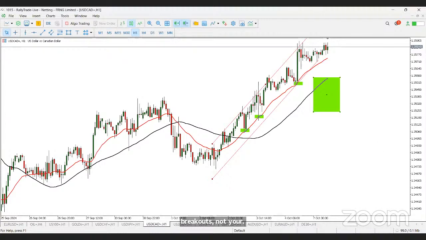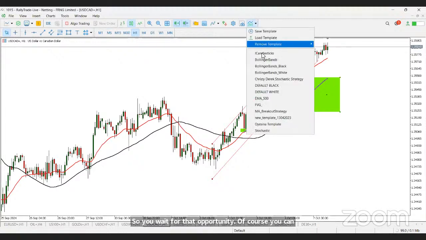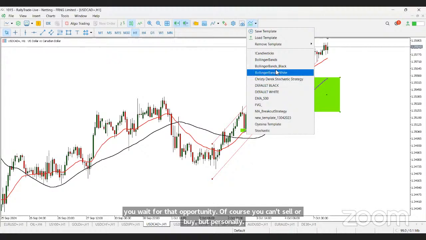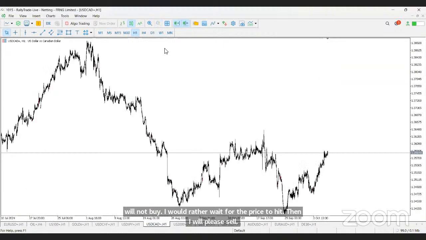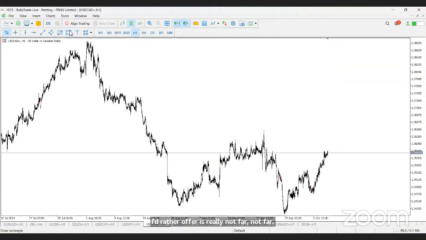So you wait for that opportunity, and of course you can sell or buy. But personally, I will not buy. I will rather wait for the price to hit a resistance, then I will place a sell. And that resistance is not far. It's really not far at all. It's very close. So this is an area of resistance that you should wait for.